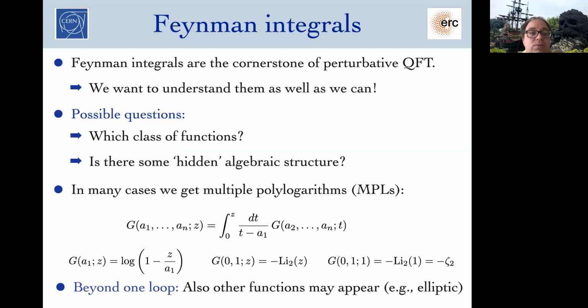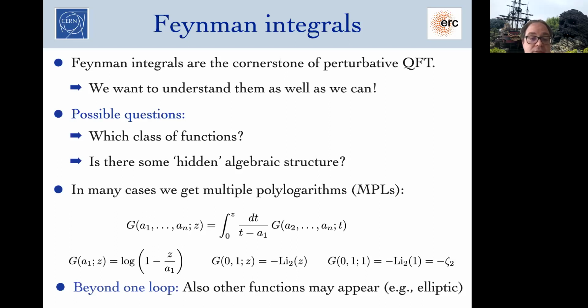So I guess we all agree that Feynman integrals are kind of the cornerstones of what we would call perturbative QCD. Those are the things we need to compute. And therefore, we want to understand them as well as we can. So the kind of questions you can ask yourself then is, well, what does it mean you want to understand them as well as we can? Well, for example, what kind of functions do we get when we evaluate them? And if we understand the class of functions that we get, maybe there's some hidden structure behind these functions that we would like to understand better.